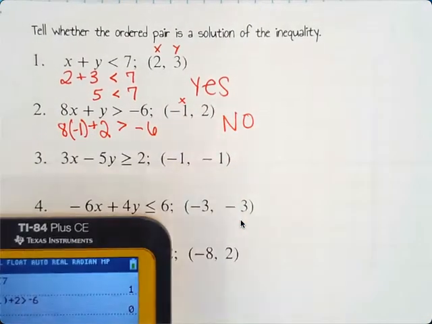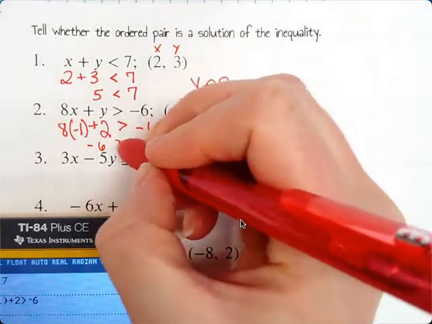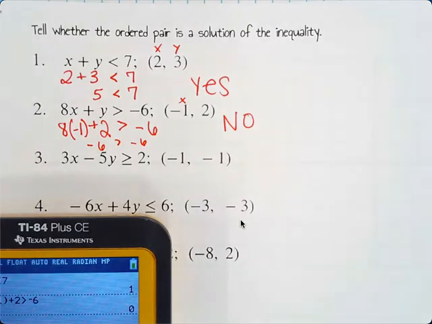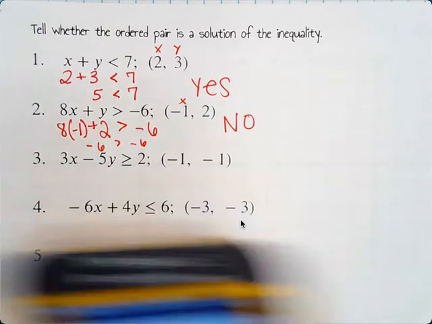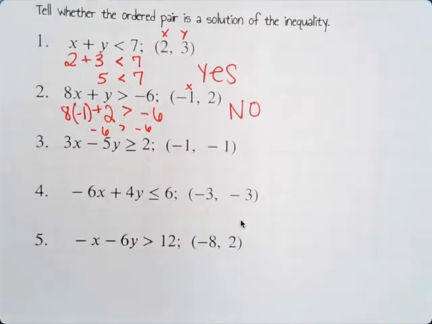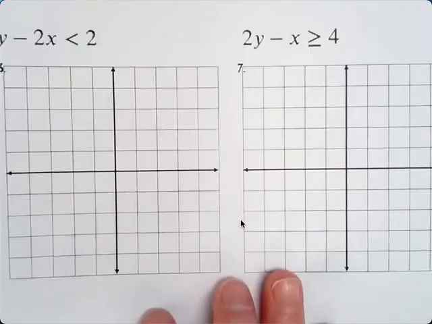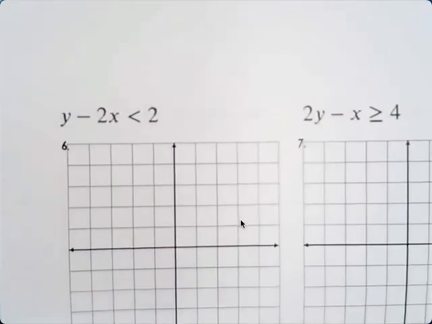If we were to do it, we would see negative 6 is greater than negative 6. Negative 6 is not greater than negative 6. Negative 6 is equal to, but not greater than. If it said greater than or equal to, then that would be a yes. Okay, the next one. We're going to go to number 6.